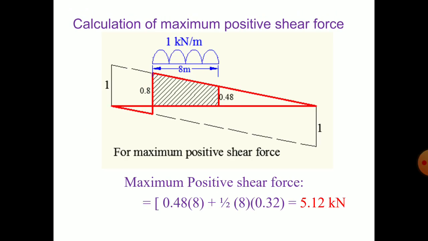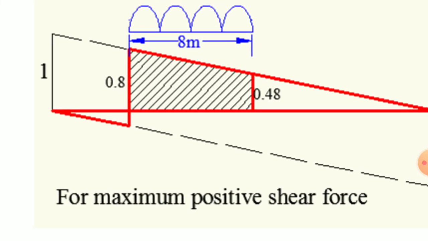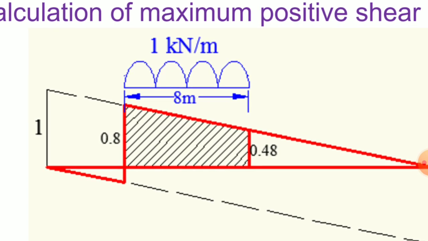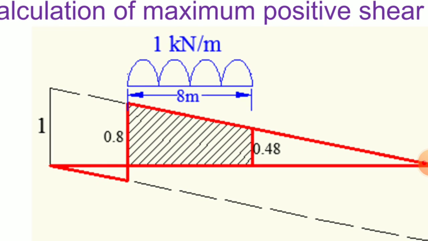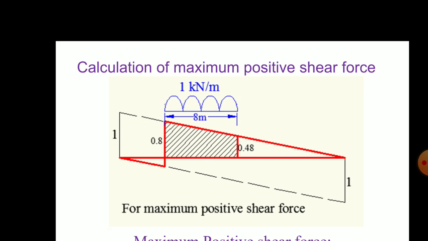For maximum positive shear force, we have to place the load like this. Here it is spanning 8 meter. The load is 1 kilonewton per meter. At the section the ordinate is 0.8, and at the starting of the load the ordinate is 0.48. So the maximum positive shear force will be the area of the shaded portion. So you have to find the area of the trapezium with ordinates 0.8 and 0.48 at a distance of 8 meters.